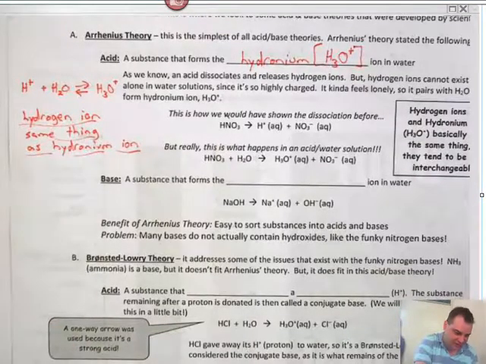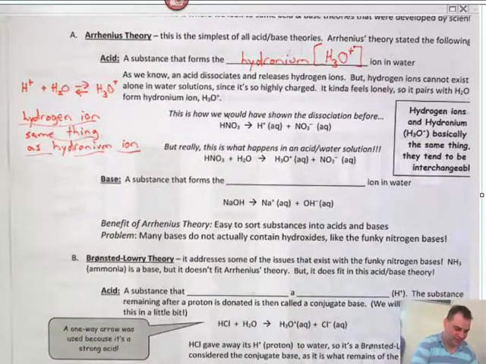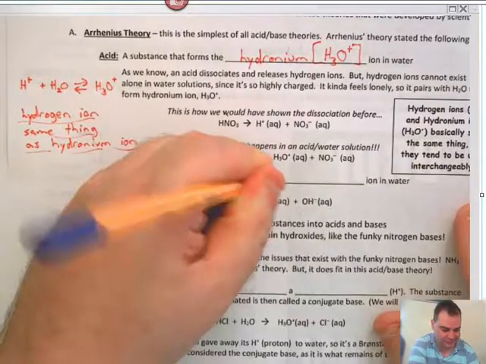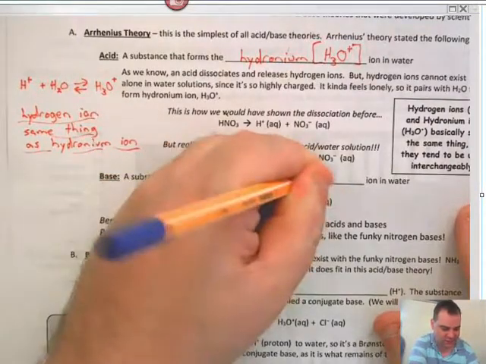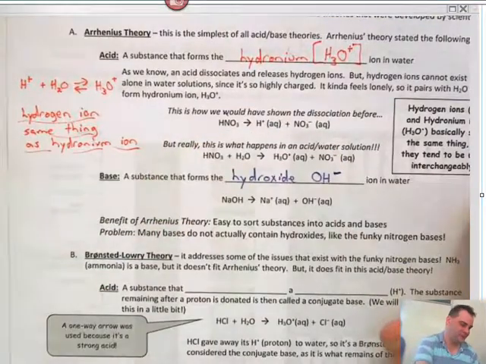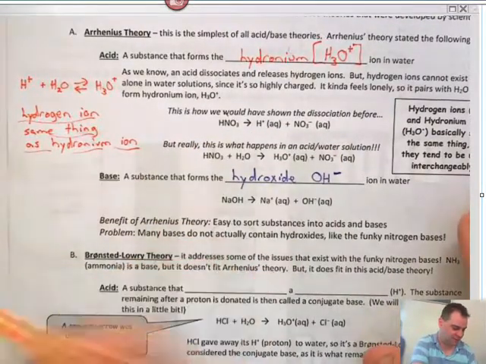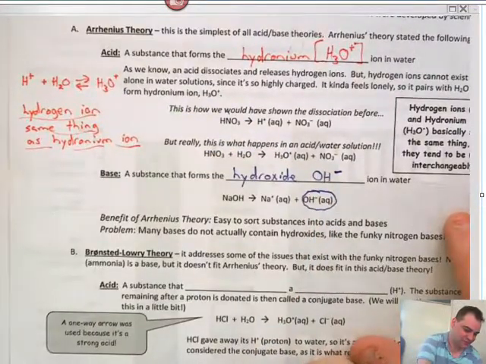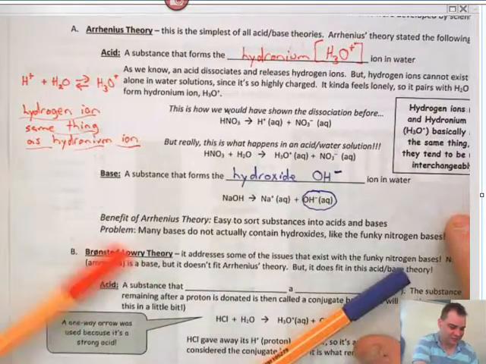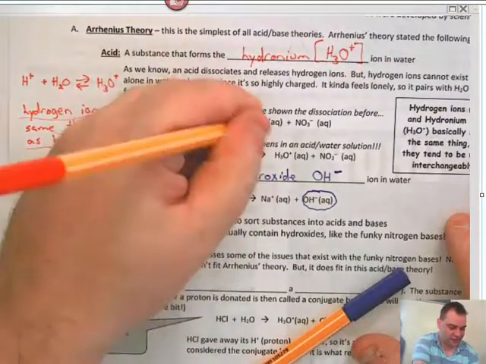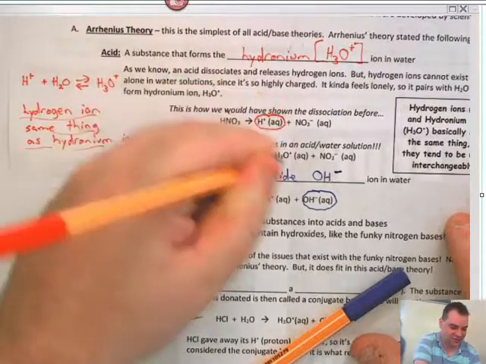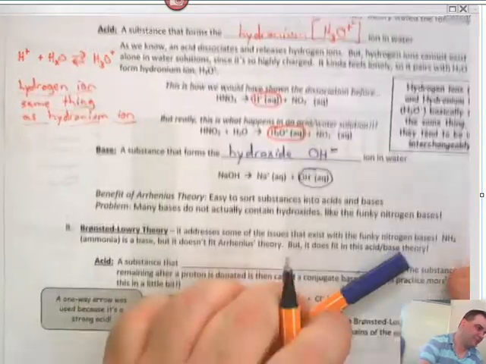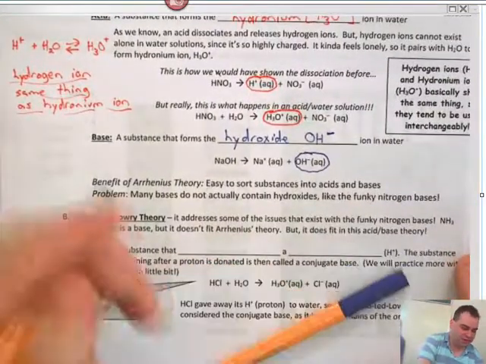Bases form the hydroxide ion in water, which is OH-. So for instance, sodium hydroxide produces the hydroxide ion when it dissociates in water. And acids produce the hydrogen ion when they dissociate in water, or they produce the H3O+ ion when they dissociate in water.